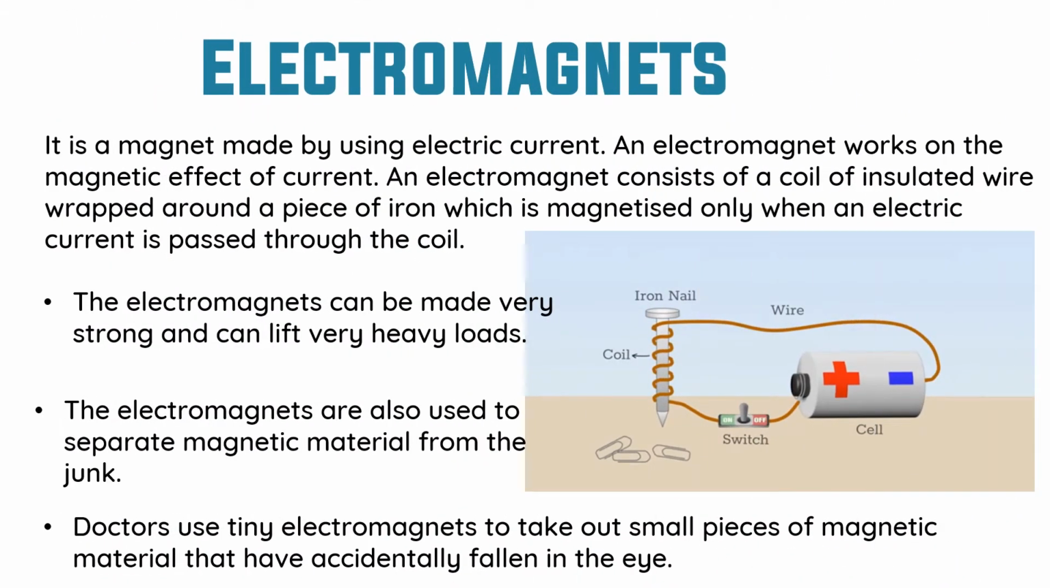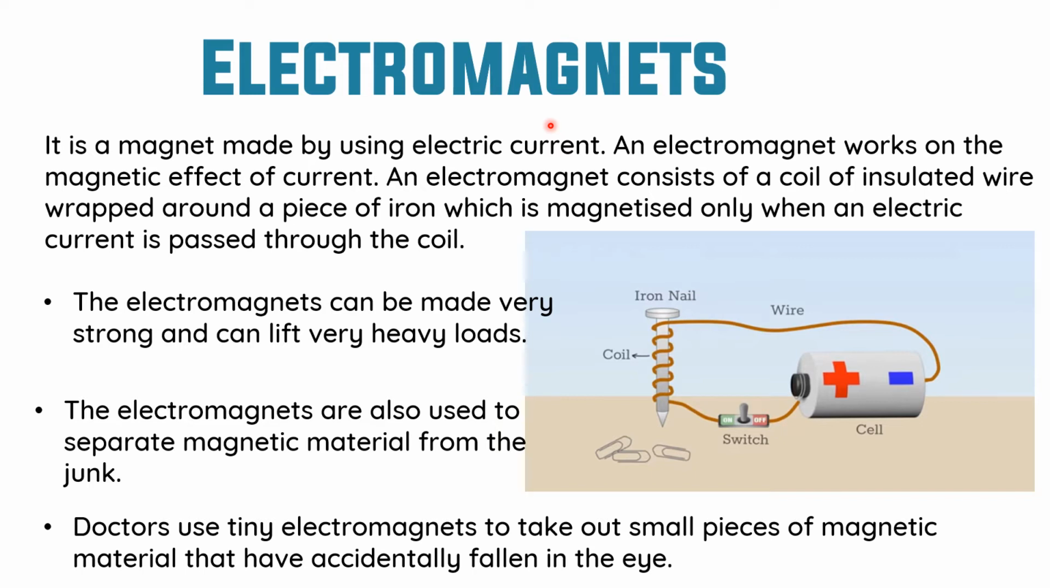And next is electromagnets. So the same way, what is magnetic effect of electricity? When electricity passes through a wire, the wire behaves like a magnet. So we can apply this thing in our daily life.